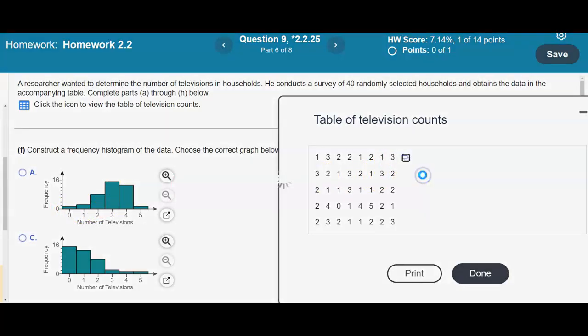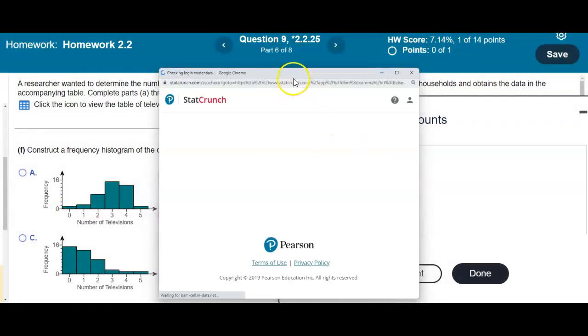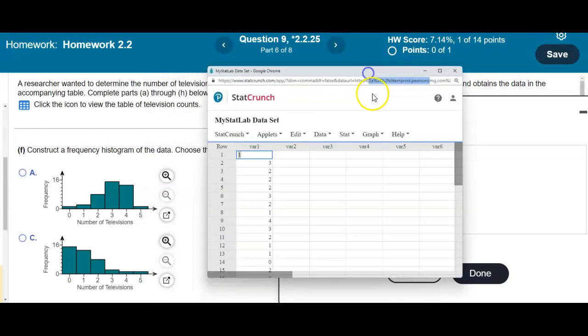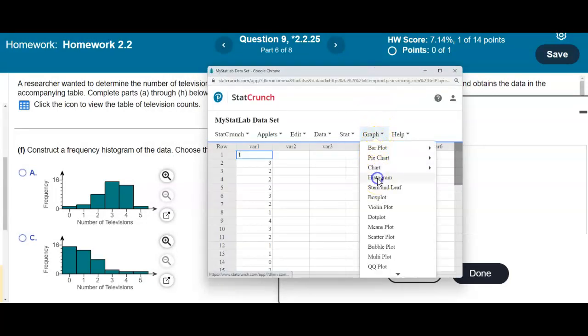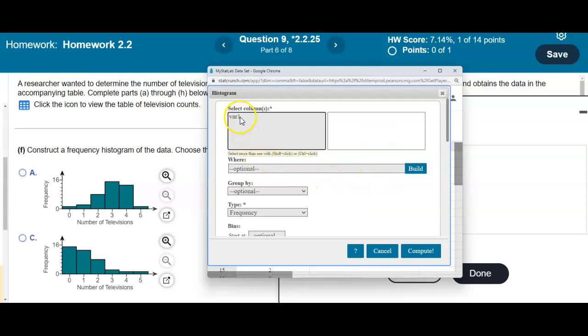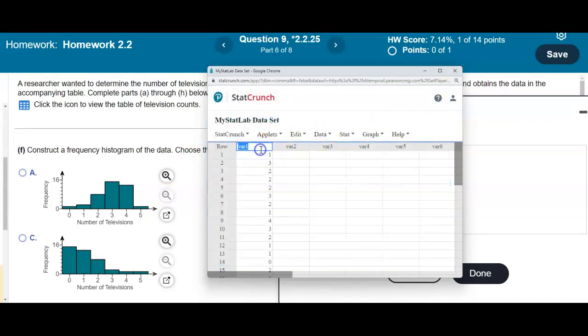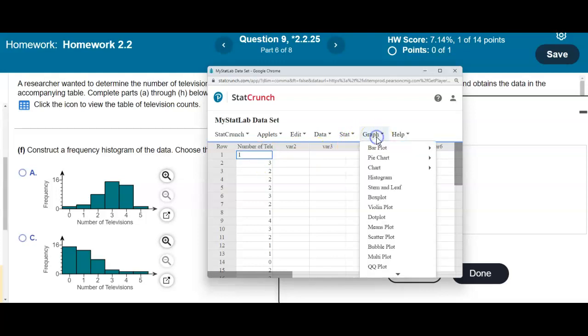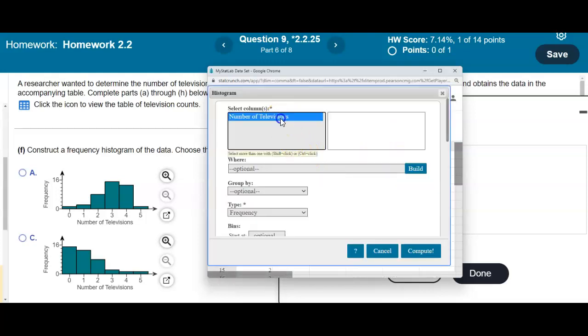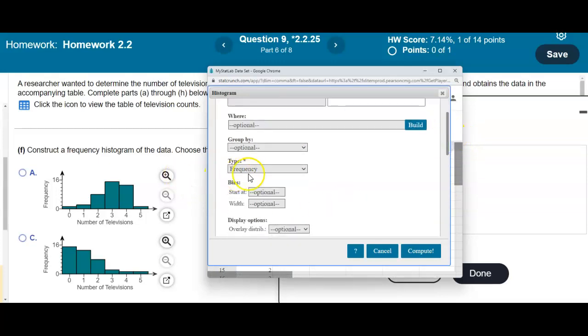We're going to go ahead and open this up into StatCrunch. We're going to go to Graph and then select Histogram. We know that we have variable 1, which is the number of televisions, which we can come back here and then change this to number of televisions. Okay, and now let's go ahead and go to Graph and then select Histogram, and we're going to select that. Now we're going to go down to Type, since we want a frequency histogram.